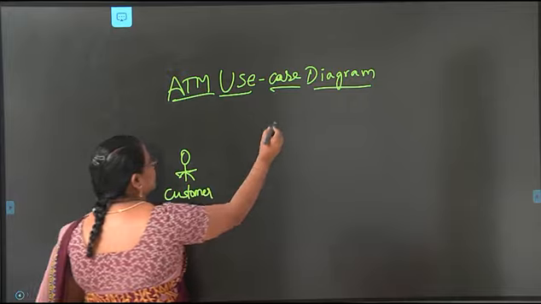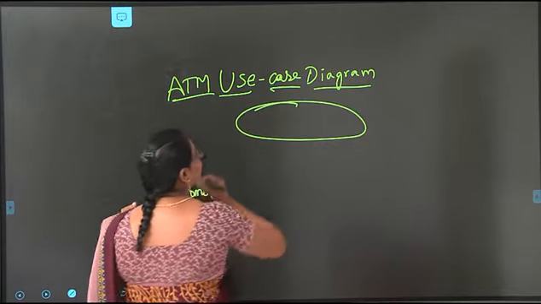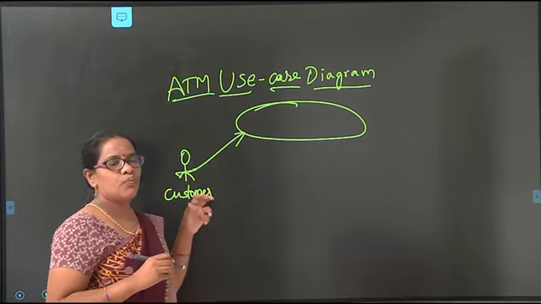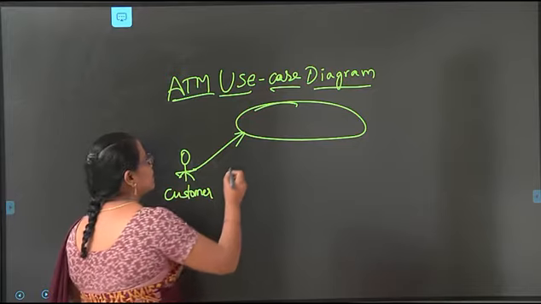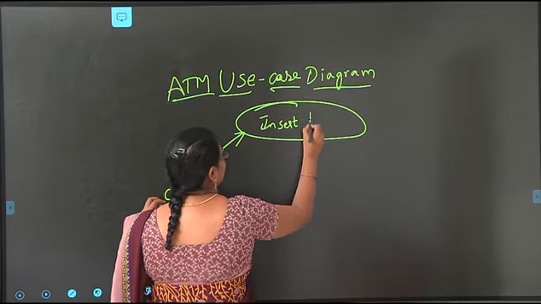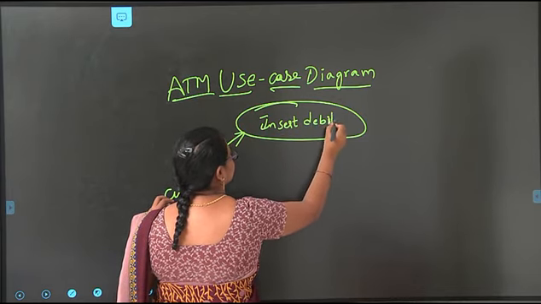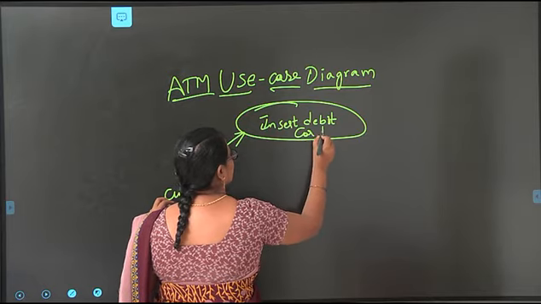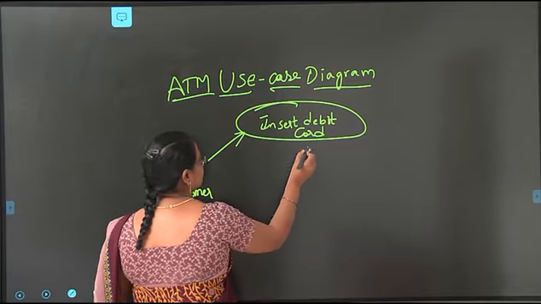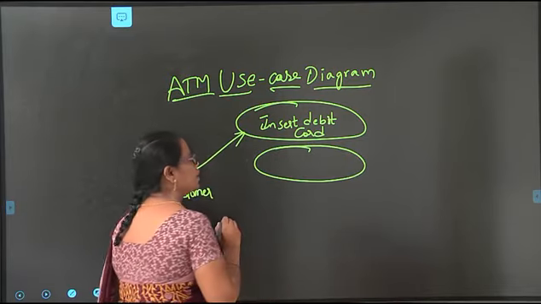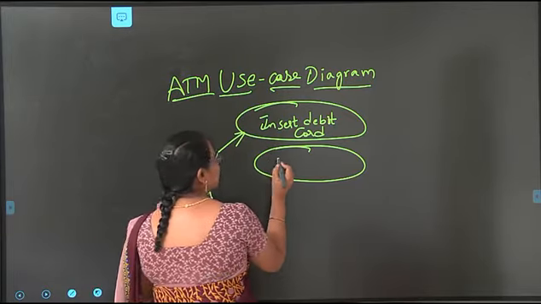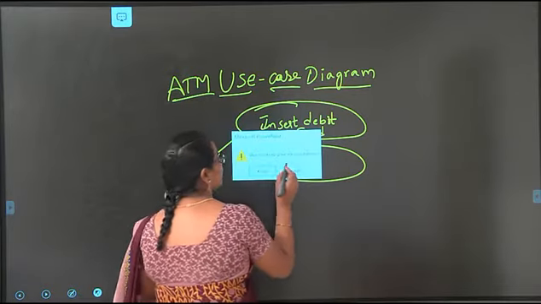First, for a use case, we will take the oval shape. When the user interacts with the ATM machine, what is the first thing they will go for? They will insert the debit card. And for the next step, we will take the next oval shape. In a use case diagram, we use ovals. So after inserting the debit card, what will we do?